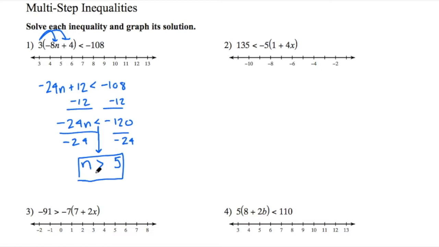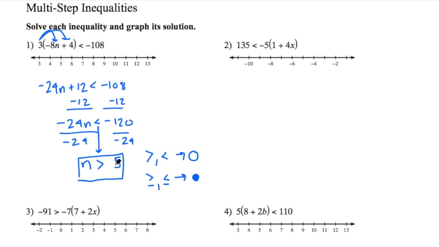So we got our answer, but we're also going to represent that on a number line. So we have a strictly less than symbol. If it's a less than or greater than symbol, it's going to be an open circle. If it's a greater than or equal to, or a less than or equal to, it's going to go to a closed in circle or filled in circle. Okay, so we're in the open circle situation.